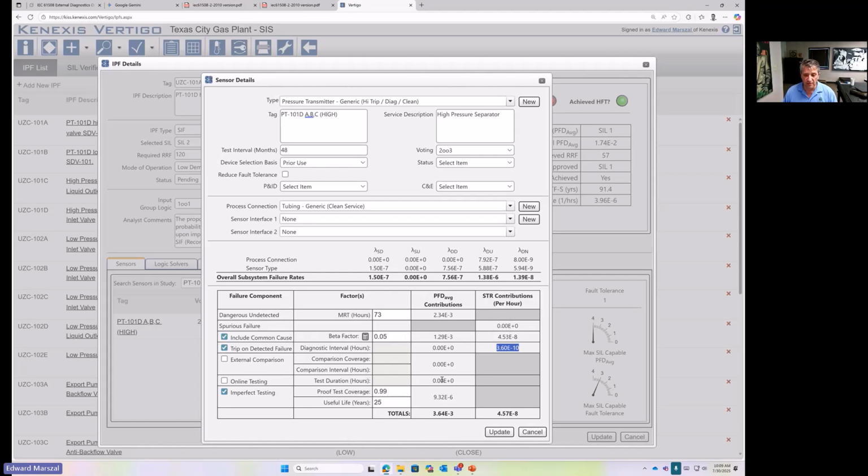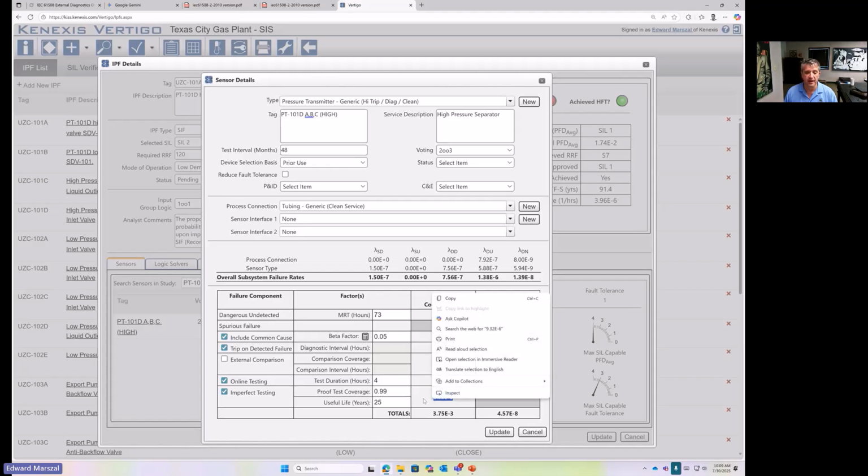The other term that you'll see in ISA is online testing, where if I check online testing and I say, okay, I'm going to do an online test, it's going to take 4 hours. While I'm performing that test, I am unavailable to perform my safety function. There's the PFD associated with it. And then you'll see we also have the imperfect testing term down here at the bottom.